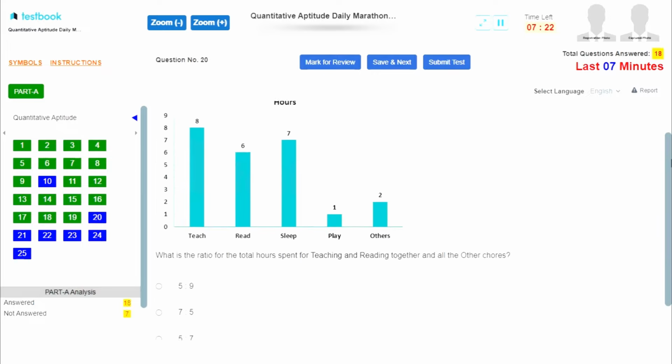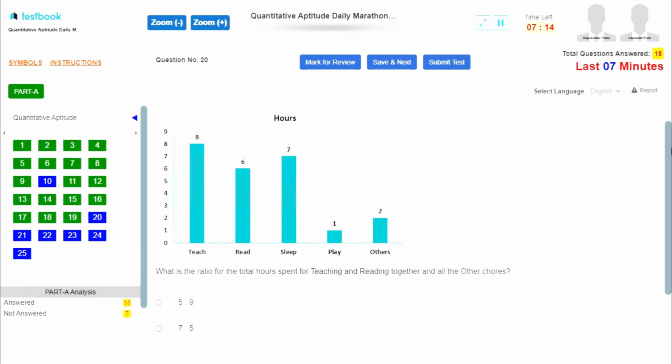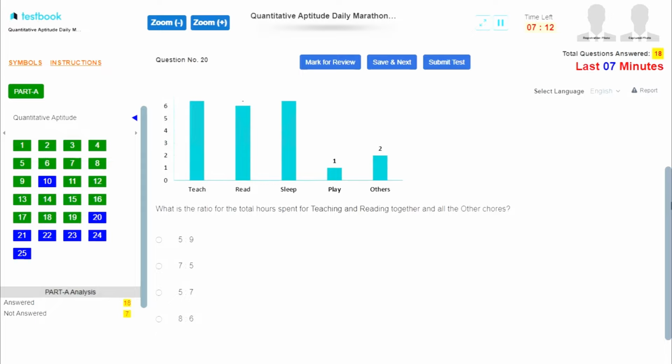So what is the ratio for the total hours spent for teaching and reading together and all other courses? Teaching and reading is 14, a multiple of 7.